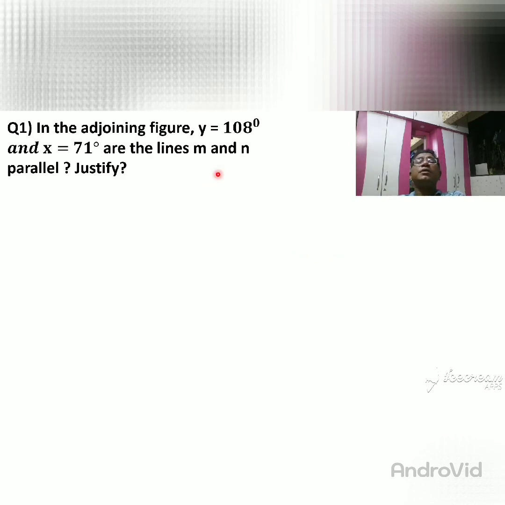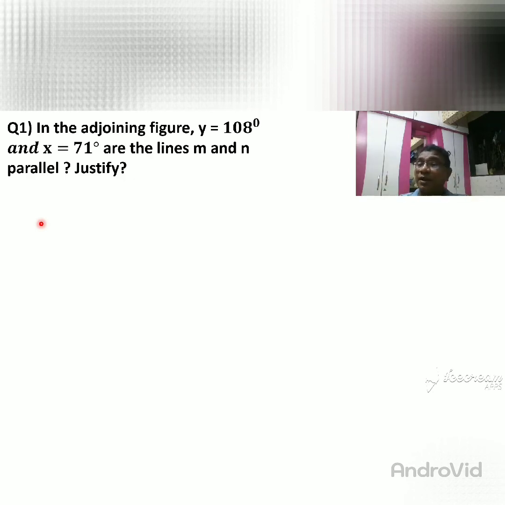Just see here. They are given y is equal to 108 degrees and x is equal to 71 degrees. So they have already given you the values of y and x. What do you want to prove? You want to prove that line M and line N are parallel.